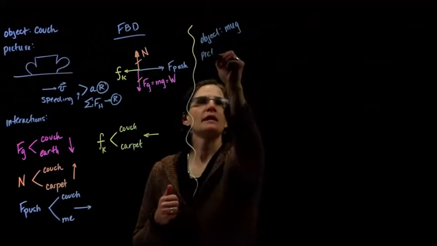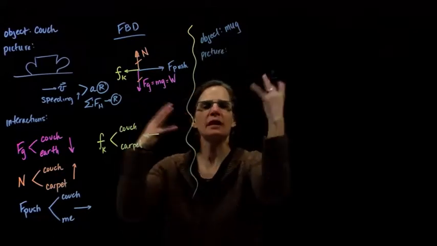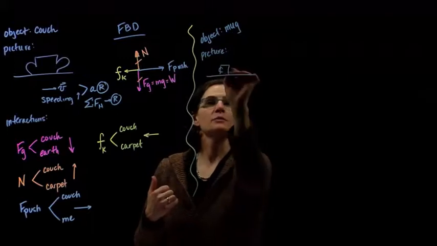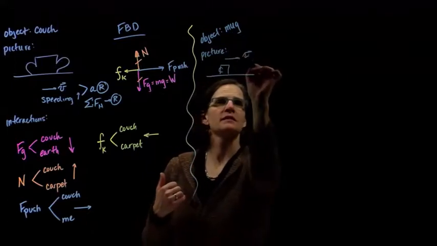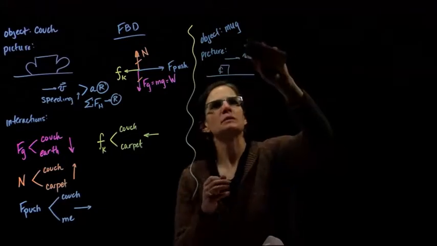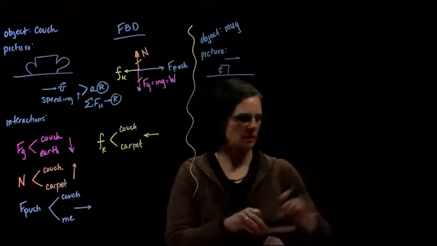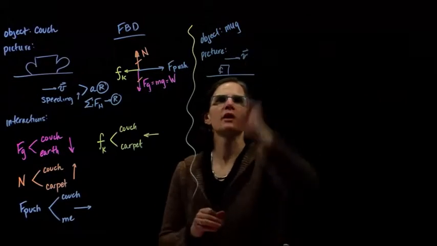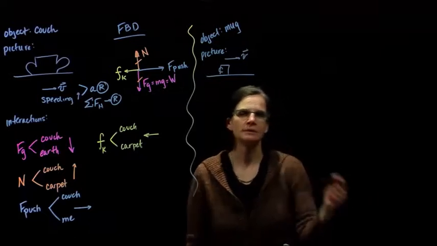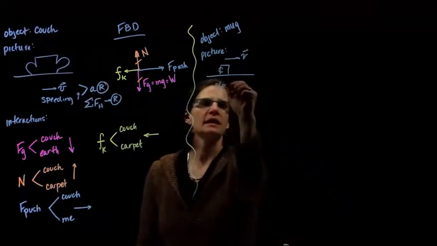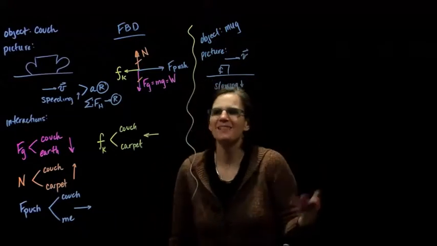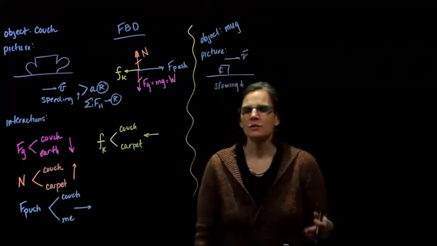Pictures can often help us conceptualize, visualize what's happening. So here's our mug. It's moving to the right, so we know it has a velocity to the right. It's not a very good V. I will make that a little better. All right, so it's moving to the right, and it says it is coming to a stop. Well, that tells us that it is slowing down.